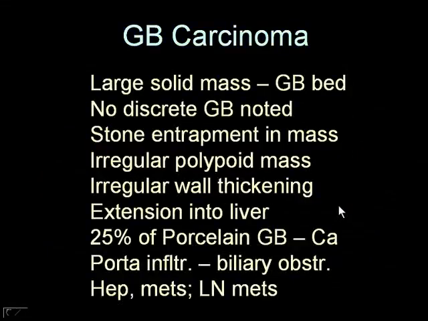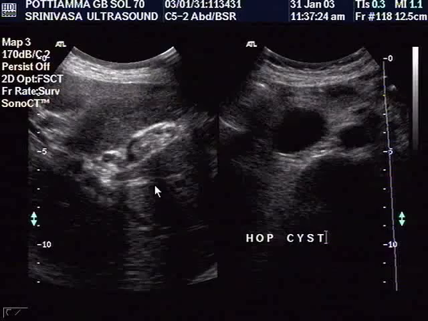Most of these carcinomata develop on the background of stones, and as the mass forms, the stones are actually entombed within the mass. So we'll try and look at some images. Let's look at this particular gallbladder. It's full of an echogenic area over here. Is it sludge or is it mass?